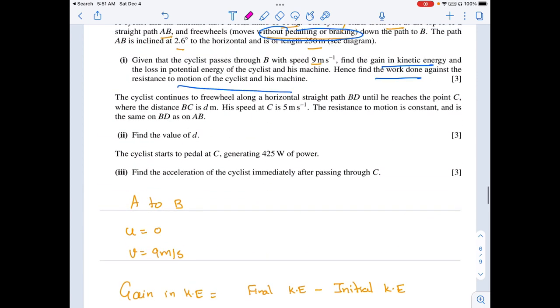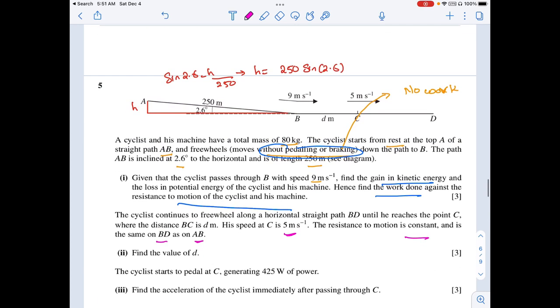Now coming to the second part: the cyclist continues to freewheel, meaning he is not doing any work, along a horizontal path BD until he reaches a point C where the distance BC is d meters. The speed at C is 5 meters per second. The resistance to motion is constant and is the same on BD as that of AB. Find the value of d. So the resistance to motion is going to be the same as that of AB.